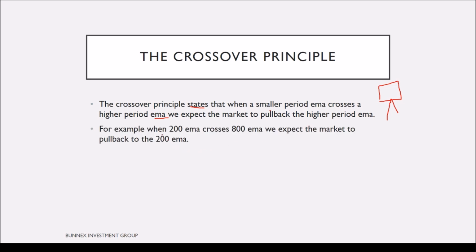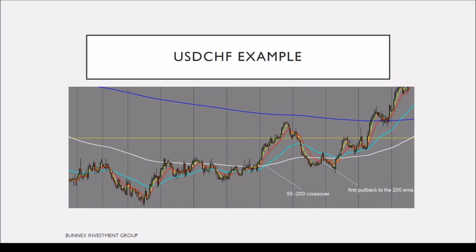So for example, when 200 EMA crosses 800 EMA, we expect the market to pull back. Actually, I made a mistake, to 800 EMA. So if 13 crosses 50, we expect the market to come back to 50. If 50 crosses 200, we expect the market to come back to the zone of 200. So as mentioned earlier, this works on a probability. We can't expect to see it exactly like this in all the markets and all the time.